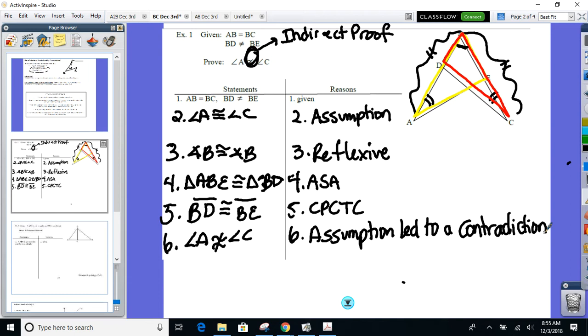And not only do I need you to write that as your last reason, but I also need you to tell me the steps where the contradiction happens. So what two statements contradict each other? Well, not 2 and 6. What was our contradiction? Because that was our final response here. 1 from the givens, right? 1 and 5.